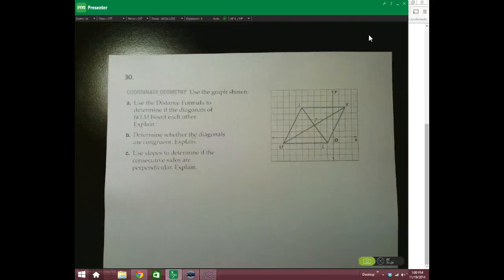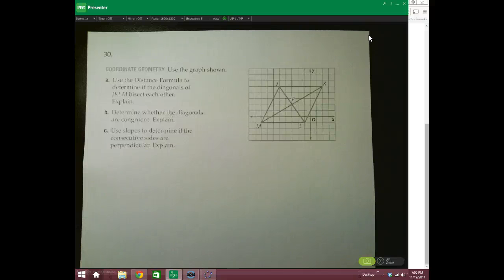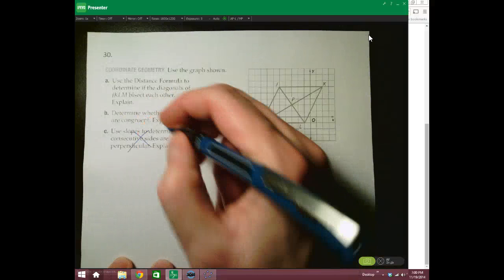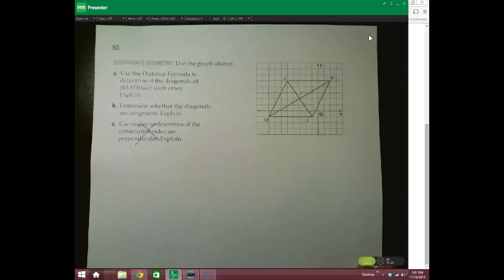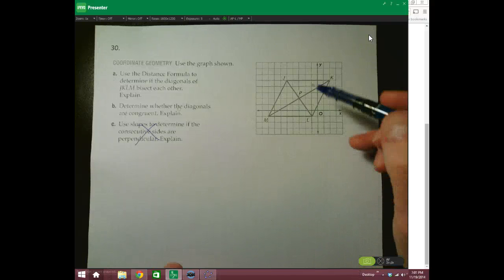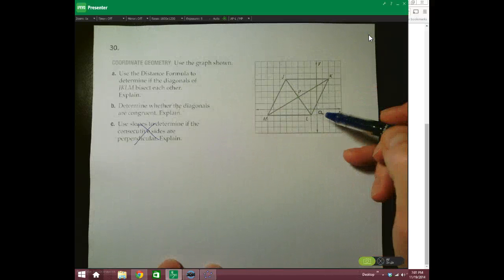Now the last example I want to go through is number 30 from the textbook. We only need to do parts A and B. I just cut all 3 parts out from the book for this sheet because it kind of matched up nicely. So we want to use the graph shown to do a couple of things. One is to use the distance formula to show that they bisect each other.